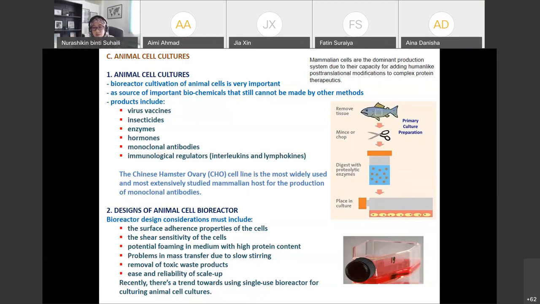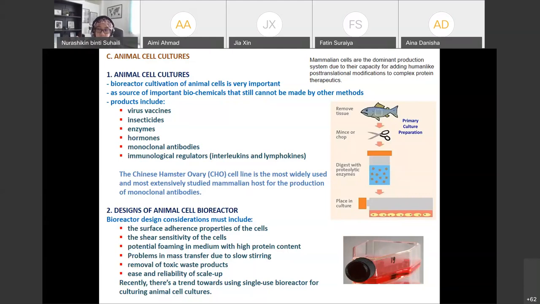Removal of toxic waste products. Because animal cells take a long time, more than 3 weeks normally. Let's assume like 1 month. So throughout that 1 month, of course, you expect that your animal cells will produce your target protein. The target protein is the one that will be the main product. For example, if you are producing monoclonal antibodies, mAb, that will be the main product. But apart from the main product, there are other proteins produced, which are byproducts. Byproducts are side products, and some of them might be toxic.